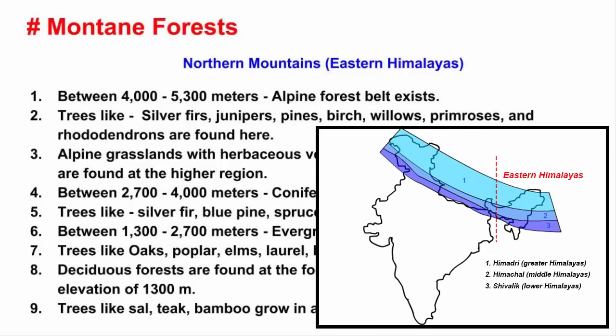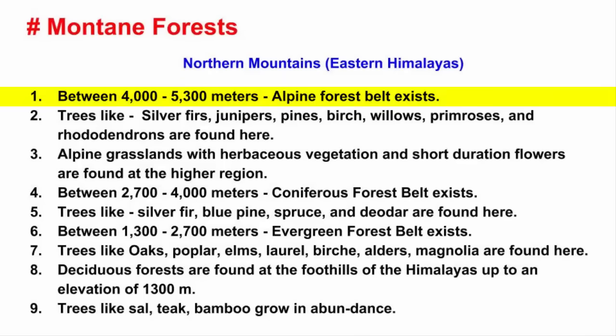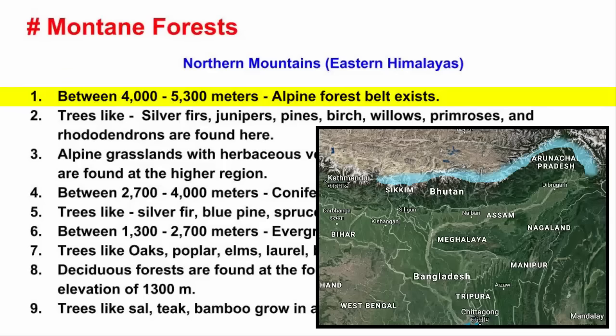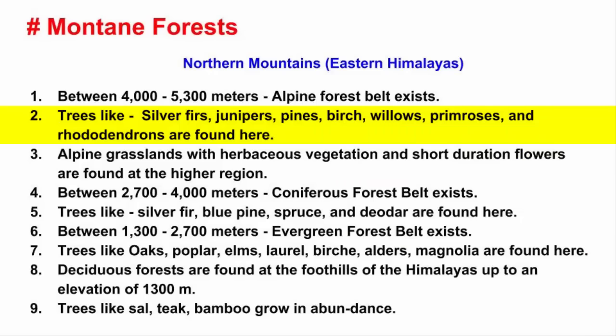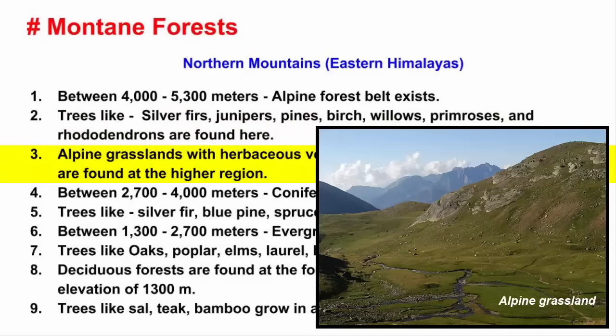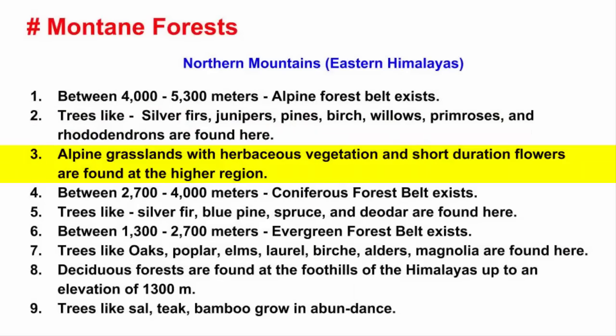Now we'll divide the Himalayan vegetation into 2 parts, Western and Eastern Himalayas. First, we'll look at the vegetation in the Eastern Himalayas. We'll go from higher altitude to lower altitude. Alpine forest belt exists between 4,000 and 5,300 meters. Common trees like silver firs, junipers, pines, birch, willows, primroses, rhododendrons are found here. Alpine grasslands with herbaceous vegetation and short duration flowers are found at the higher region.